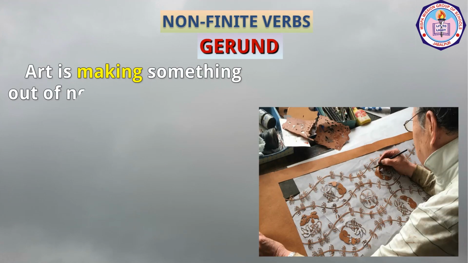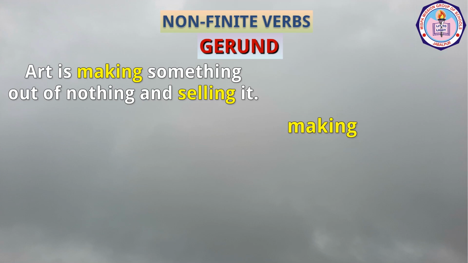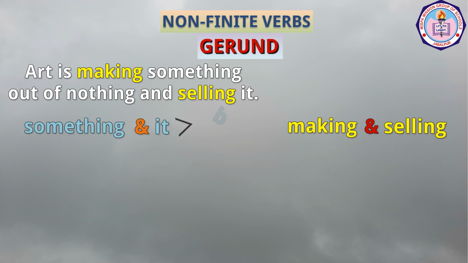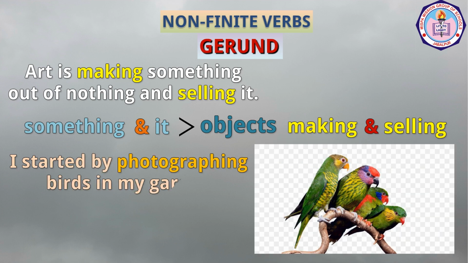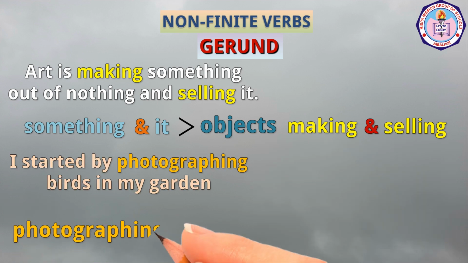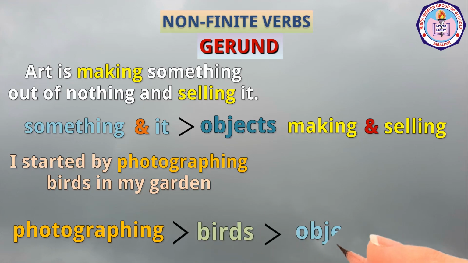Art is making something out of nothing and selling it. Here, making and selling are gerunds, but they have verb-like properties. Something and it are the objects of making and selling respectively. I started by photographing birds in my garden. Here, photographing is the gerund acting like a verb with birds as its object.